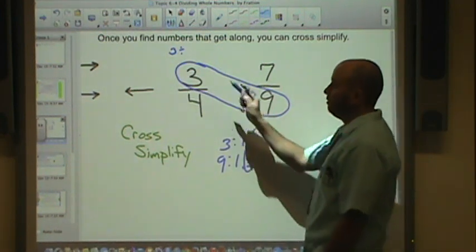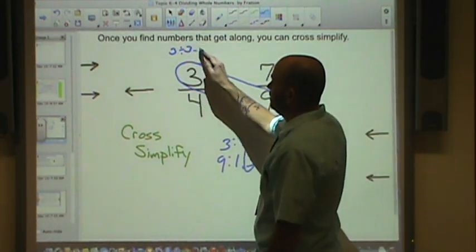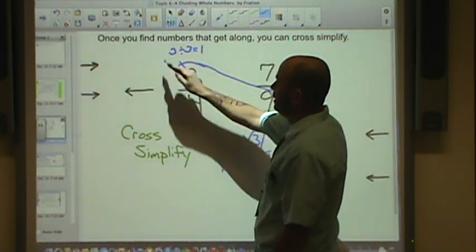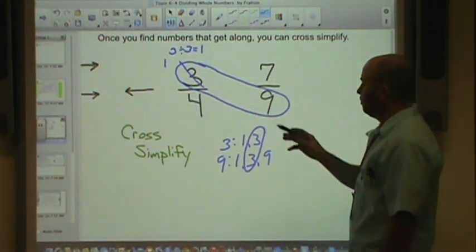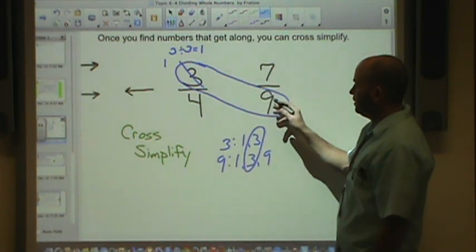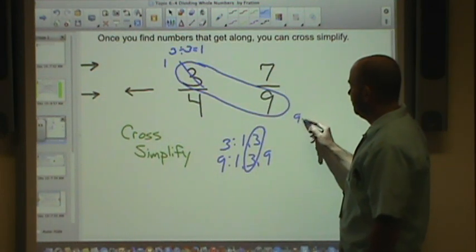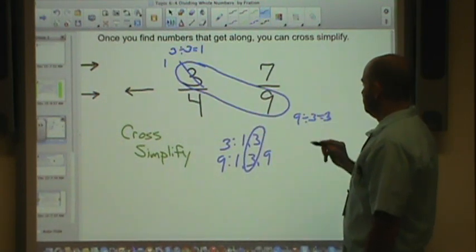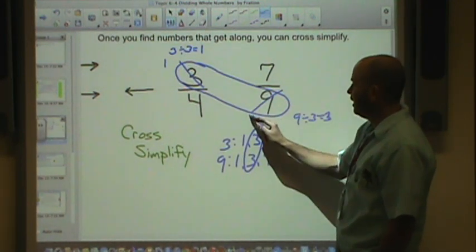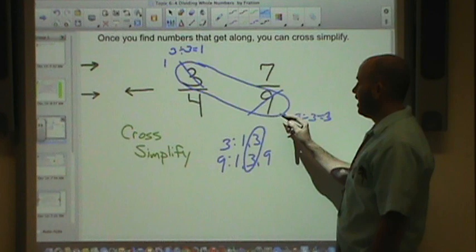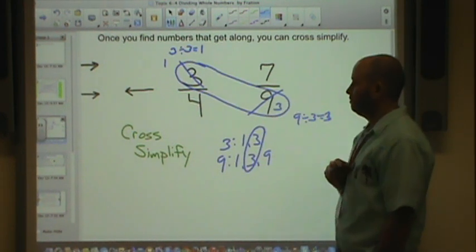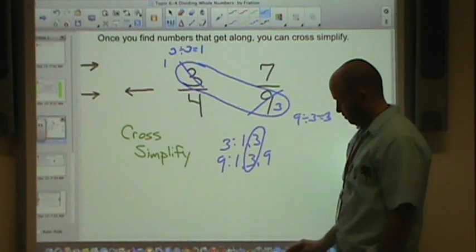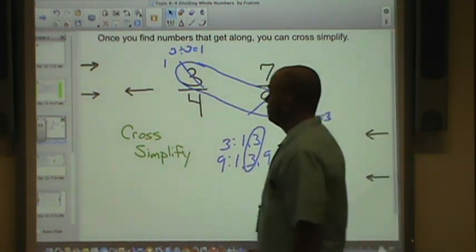divided by the greatest common factor of 3 equals 1. So we can cross that out and make it 1. We also know that we can take 9, and 9 divided by 3 equals 3. So we can cross that out, and we can make that 3. So now we could actually just multiply across, or whatever we wanted. So let's try another one.